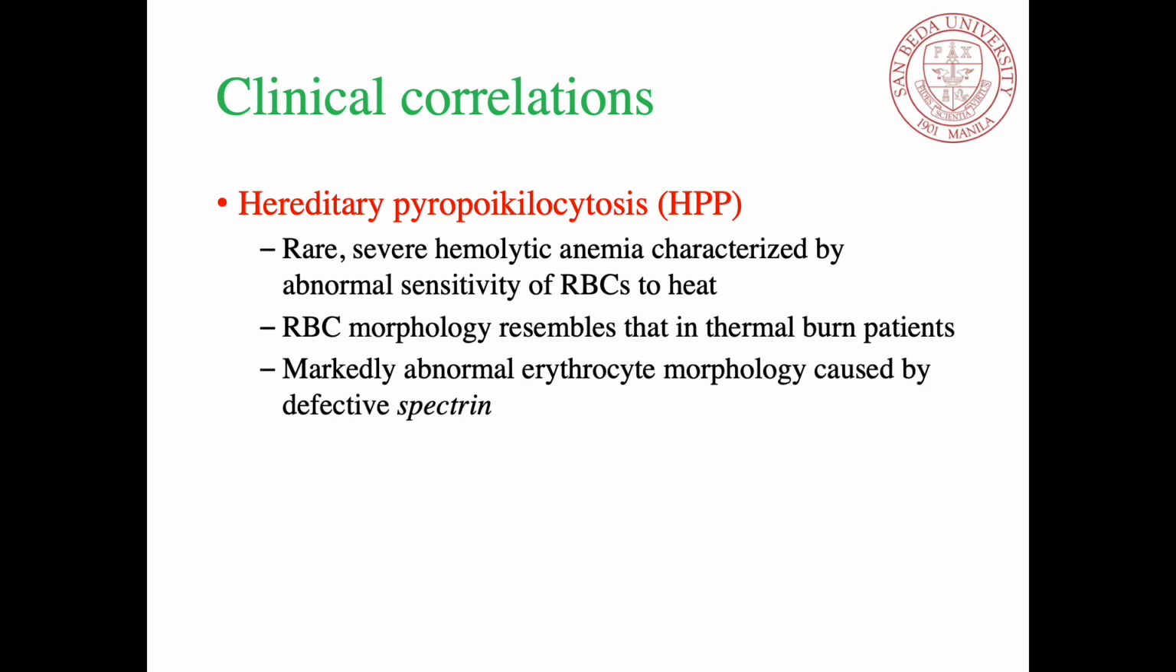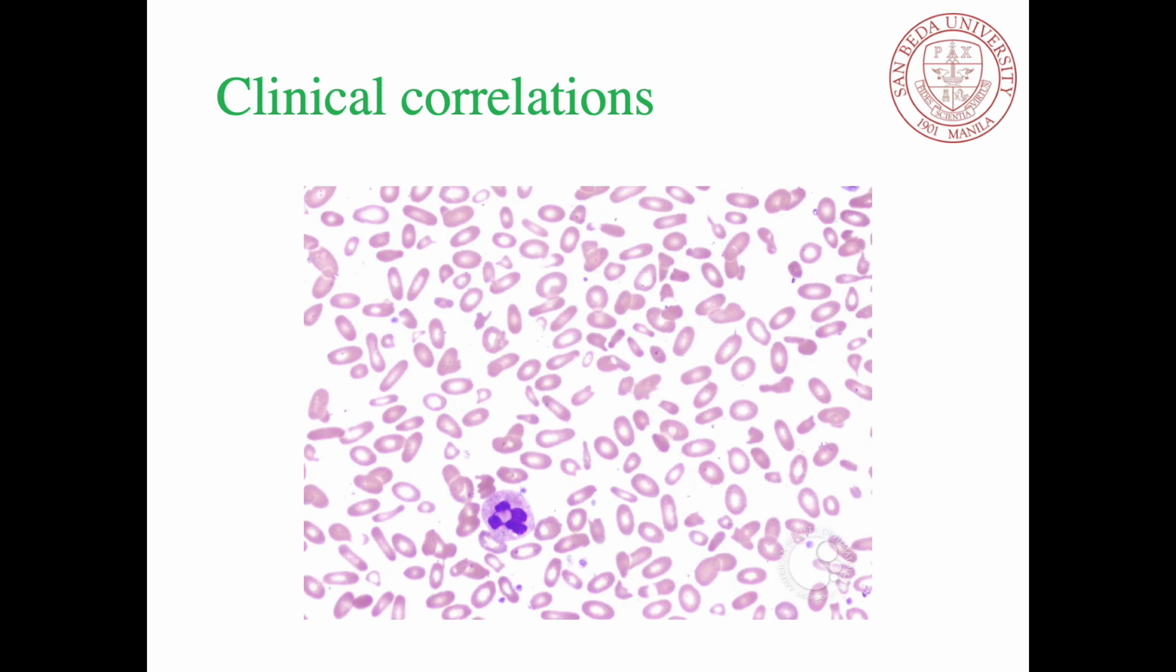Due to the defective spectrin, individuals with HPP have markedly abnormal RBC morphology, including poikilocytosis, spherocytosis, fragmentation, and extreme microcytosis with mean corpuscular volumes in the range of 30 to 50 femtoliters. Of note, elliptocytes are uncommon in HPP.